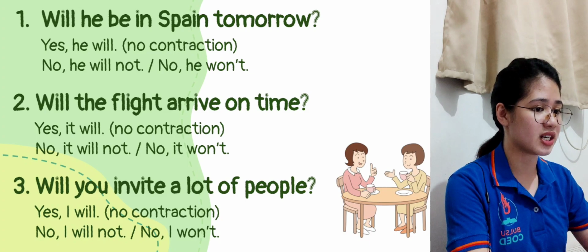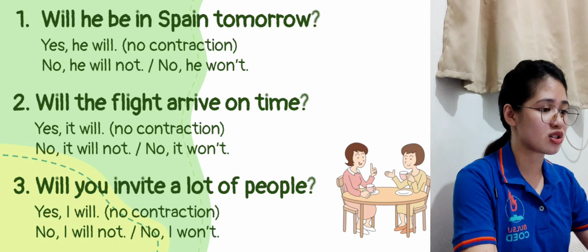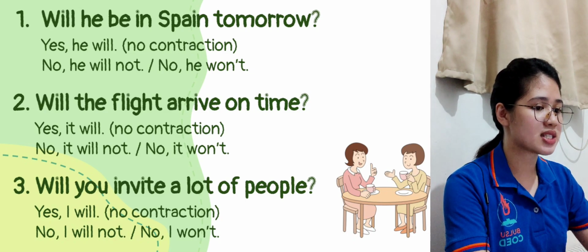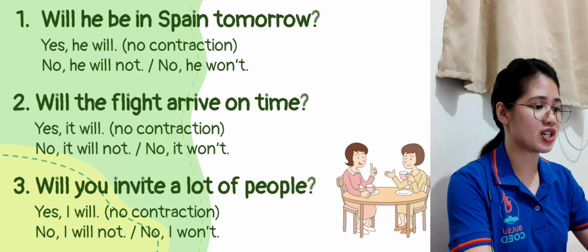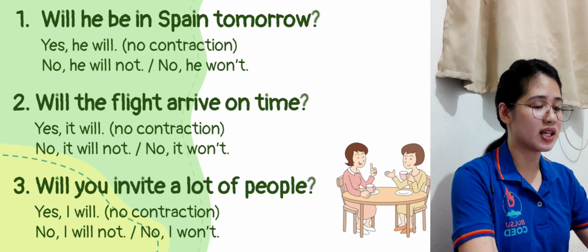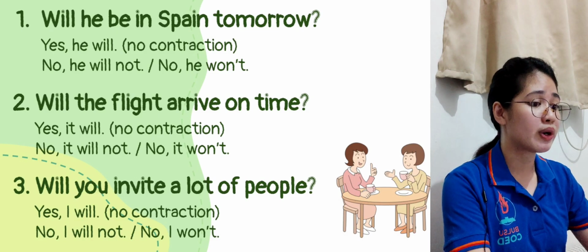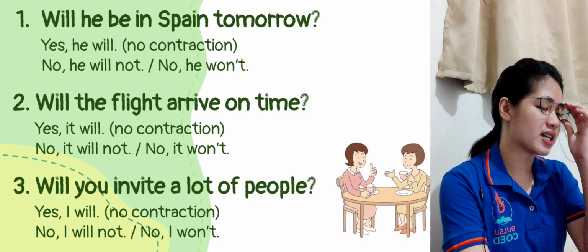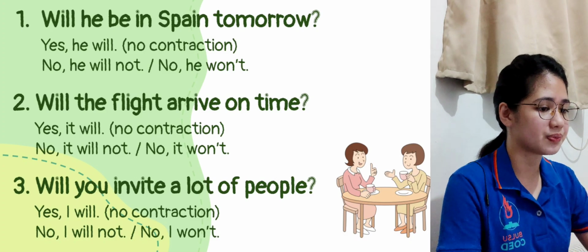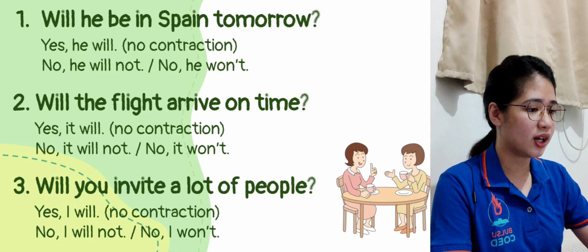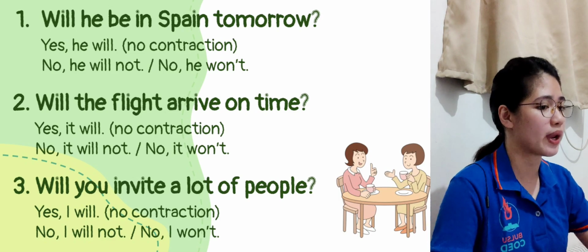As you can notice here in our example, if the answer is positive, we cannot use contractions. Another example is the question, will the flight arrive on time? If you give a positive answer, like yes, it will, you cannot use contractions. But if you give a negative answer, no, it will not, it can be contracted as no, it won't. Let's look at the last example. Will you invite a lot of people? Yes, I will. Or no, I will not. No, I won't.